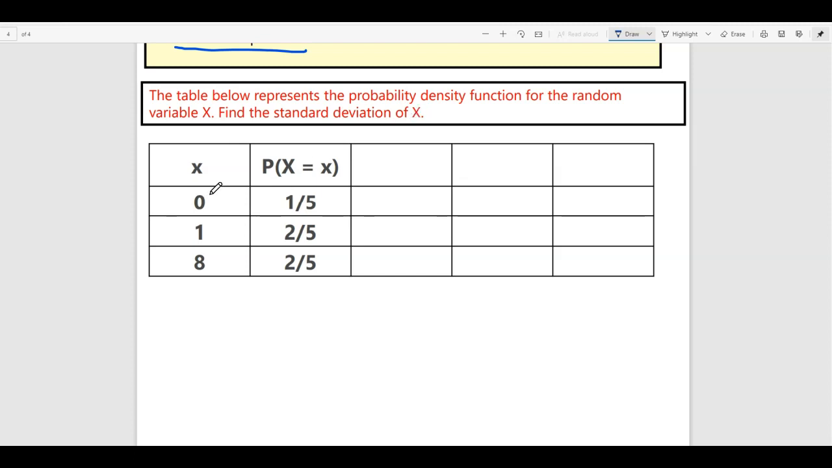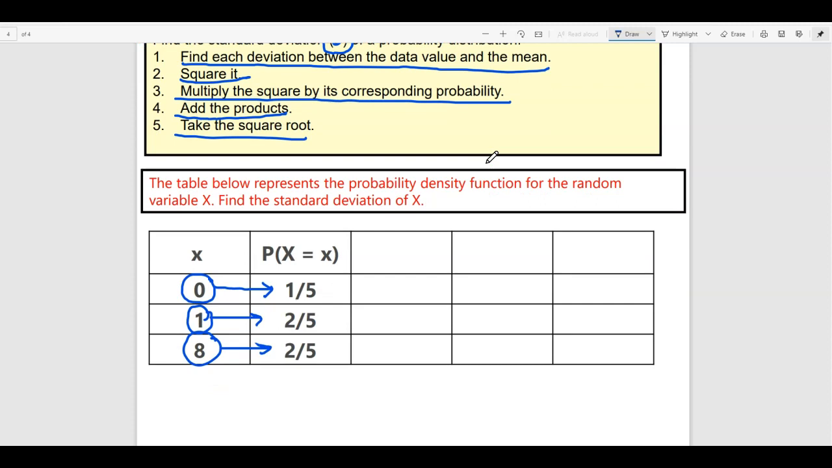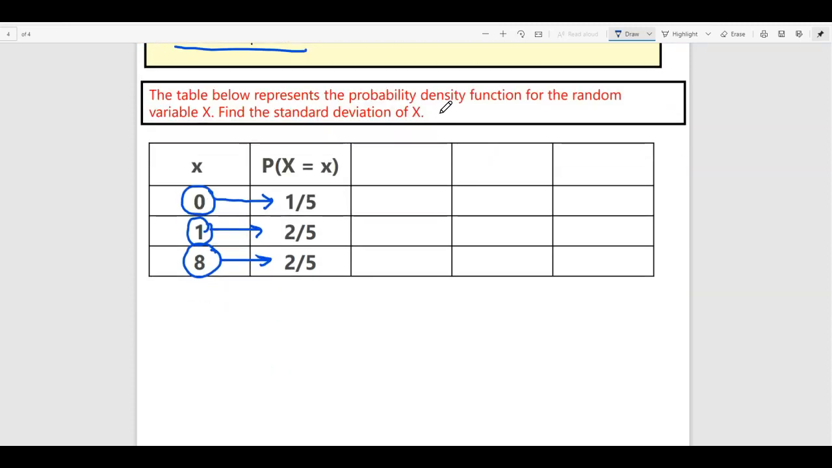So here I have x. This is the x value, probability is 1 over 5. X value, probability is 2 over 5. X value, probability is 2 over 5 again. So the first step is to find, remember what the first step is? Find each deviation between the data value and the mean. But I don't have the mean. Do you see something that says mean? Do you see something that says mu? I don't see it. So what do I do? I go ahead and find the mean.